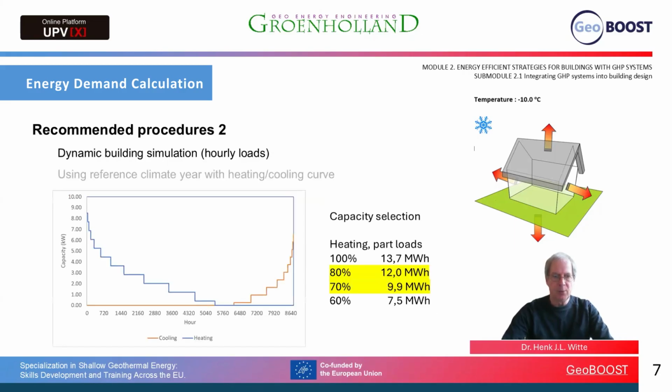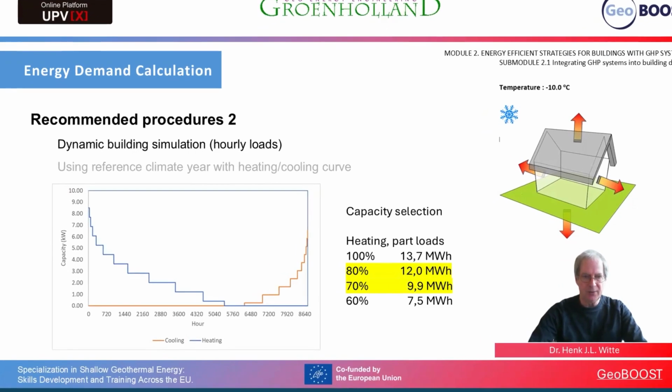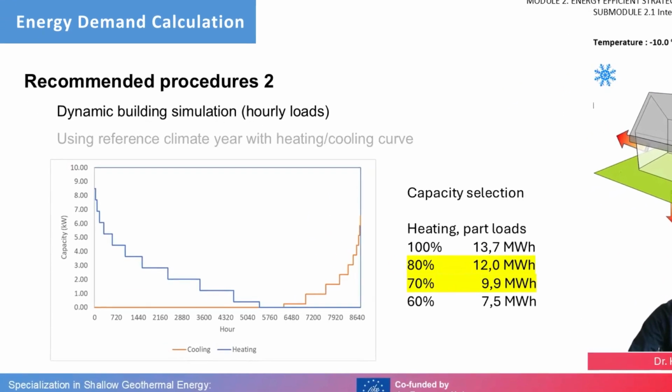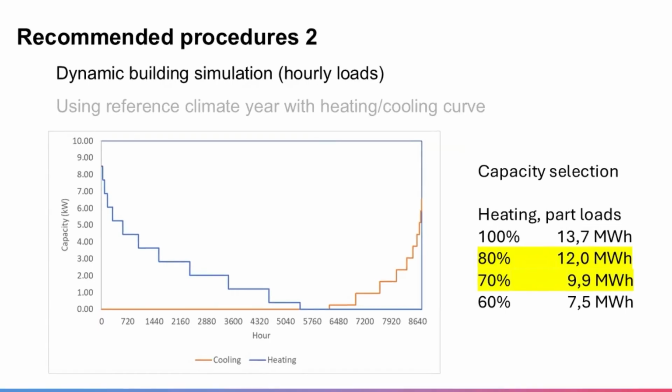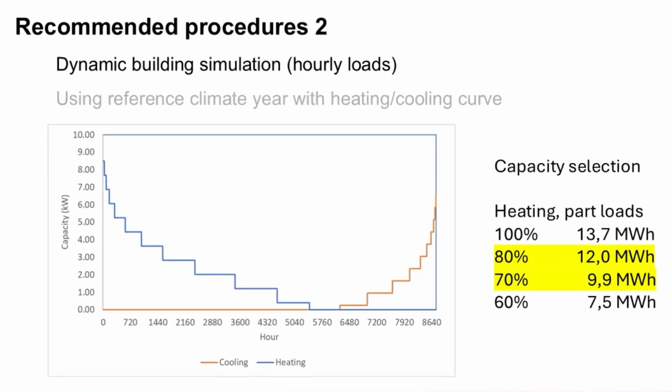Another method, recommended procedure number 2, is to do an actual dynamic building simulation. So we've got a complete physical model of the building, and we have again a reference year or a climatic year that we use to calculate the heat demand curve and the cool demand curve over the year, and then we can graph it in the way that is shown on the bottom left.